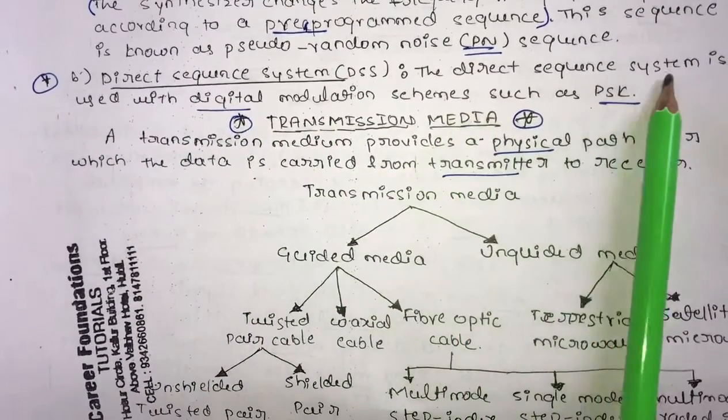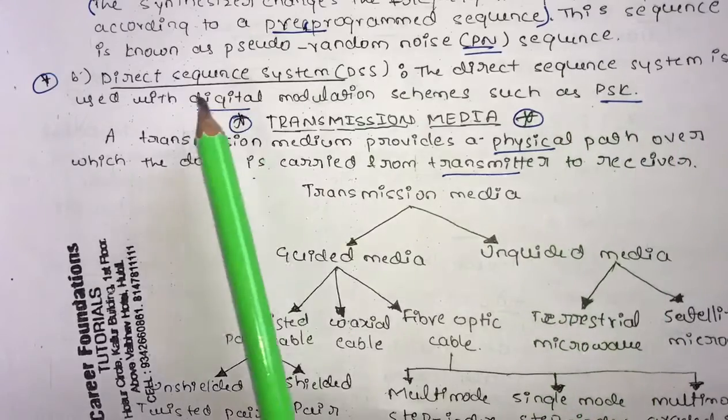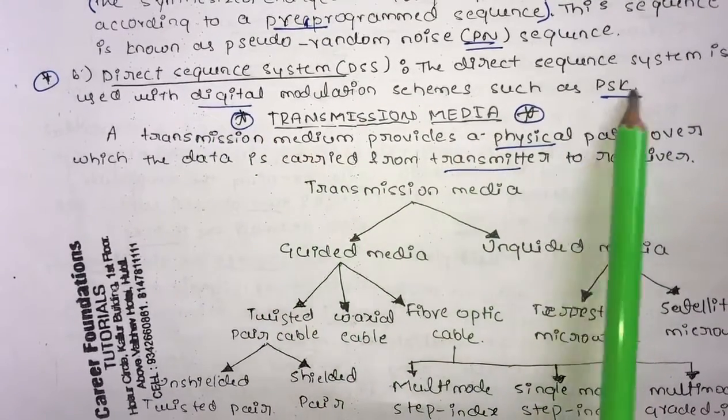The direct sequence system is used with a digital modulation scheme such as PSK.